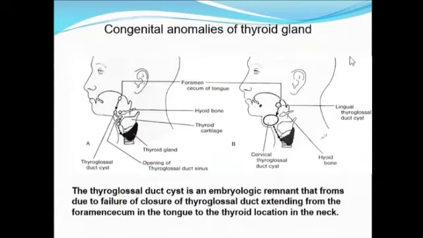Now we'll see congenital anomalies of the thyroid gland. In the image you can see the thyroglossal duct cyst. The thyroglossal duct cyst is an embryological remnant that forms due to failure of closure of the thyroglossal duct extending from the foramen cecum in the tongue to the thyroid location in the neck.